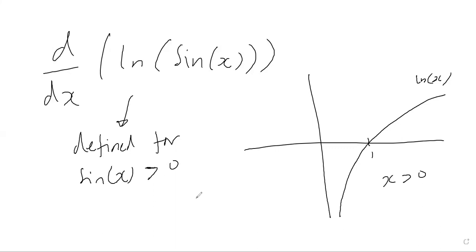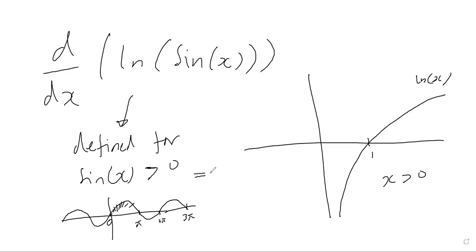So where is the sine function greater than 0? Let's just do a little sketch down here. So sine of x looks like this roughly. We've got 0 there, pi there, 2 pi there, 3 pi there, and so on and so on. So what we can see is that when x is between 0 and pi, 2 pi and 3 pi, 4 pi and 5 pi, and so on, the value of sine is bigger than 0. And in order for this function to be defined, we require that this sine function is bigger than 0.